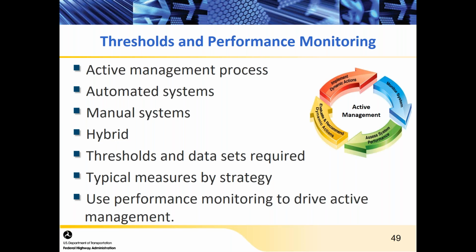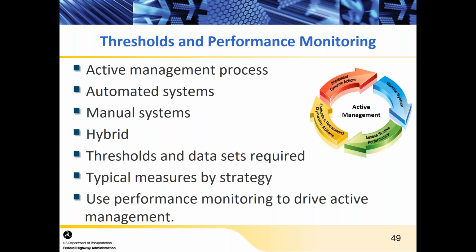You can have a manual system where an operator makes a decision whether or not to open a shoulder or whether or not to change the speed limits, or you can have a hybrid of those. So making that decision before you implement is how you're going to manage the system on the fly while it's live. When you do that, you need to work to set thresholds for different strategies and identify what data sets are going to be necessary to calculate the information, the data, to see if you've met those thresholds, such as volumes or speed. So those are the kinds of things that you're going to look at.